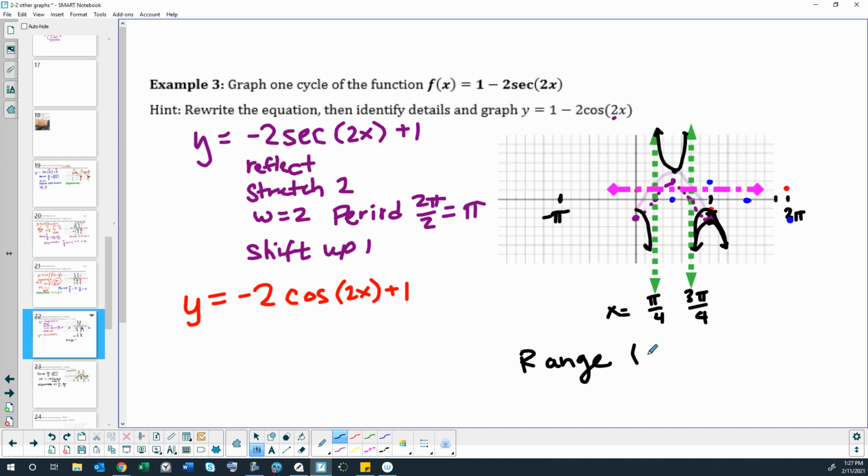so our range is from negative infinity to negative 1, and then 3 to infinity. And that's both because of the vertical stretch as well as the vertical shift.